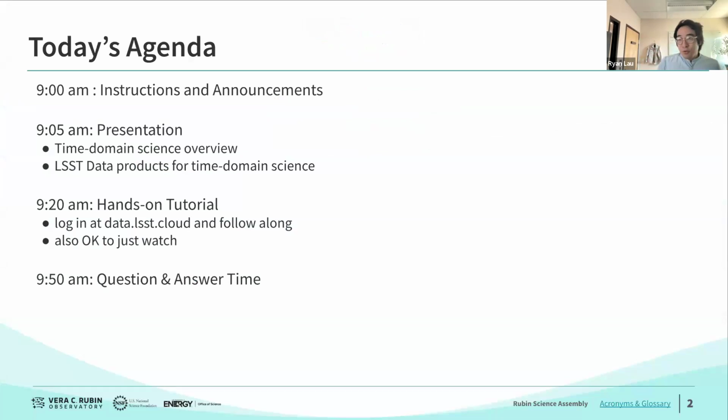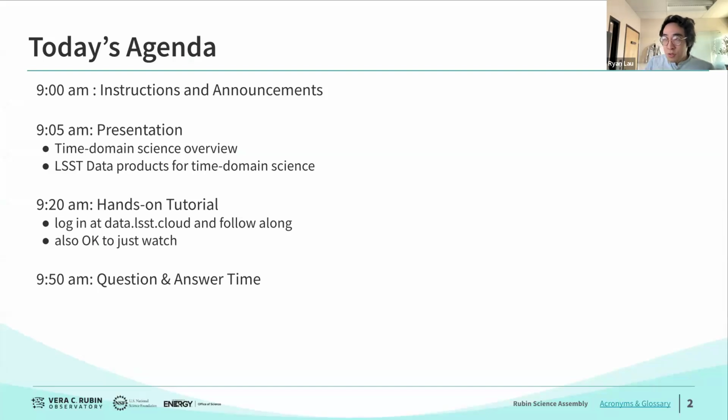Okay, so let's just go through a quick agenda of what today's going to look like. It should be pretty similar to all the other ones that we've had if you've been attending those. So we'll start off with some basic instructions and announcements, and then go into the presentation, a short 10, 15-minute presentation about time domain science overview with Rubin and LSST, and then focus more on the actual LSST data products that we'll be using to do time domain science.